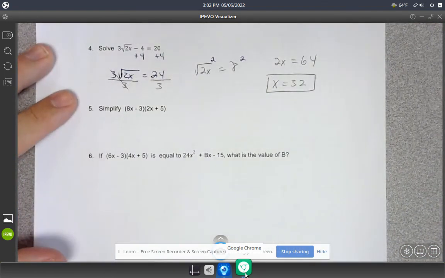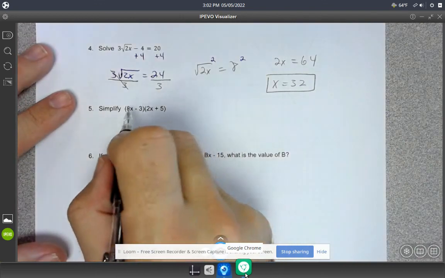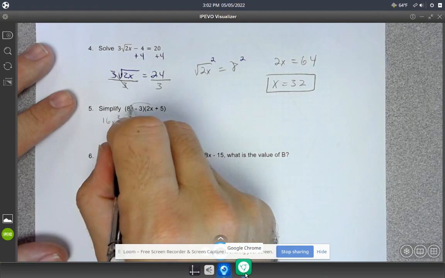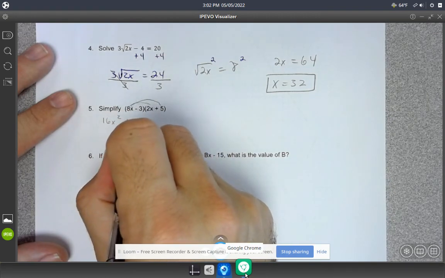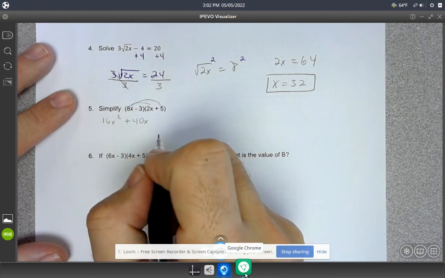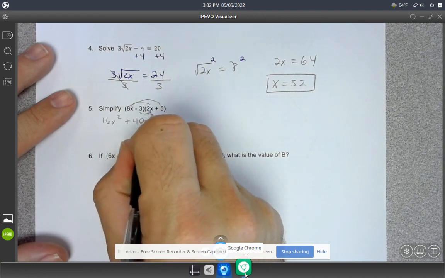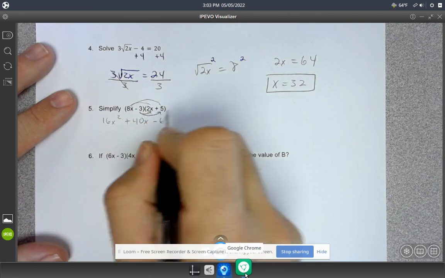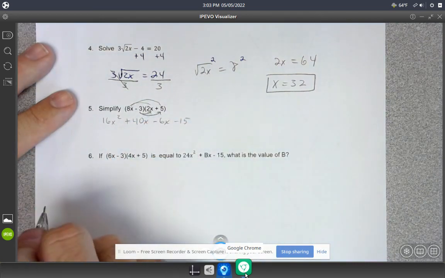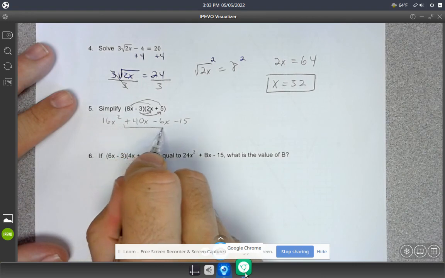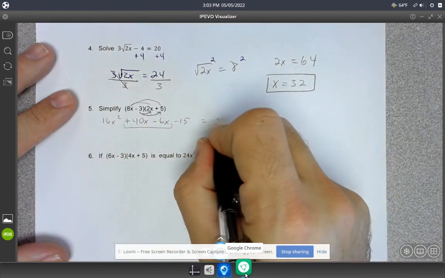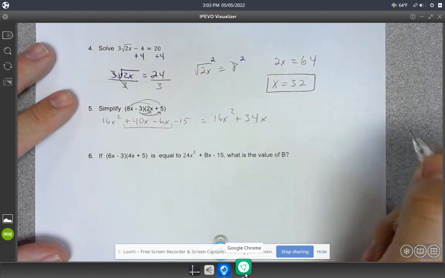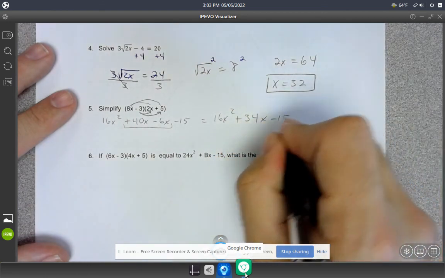You know, we're just doing the double distributive property here. So this will be 16x squared. 8x times 5 will be 40x. Negative 3 times 2x will be negative 6x. And negative 3 times 5 will be negative 15. You've got some common terms here in the middle. So this will be 16x squared plus 34x minus 15.